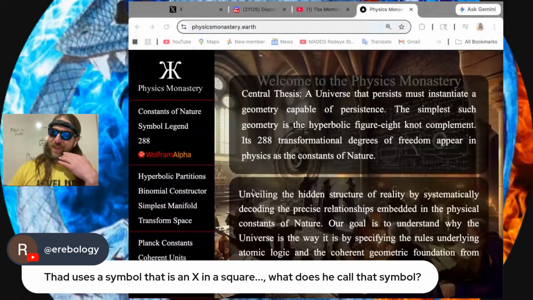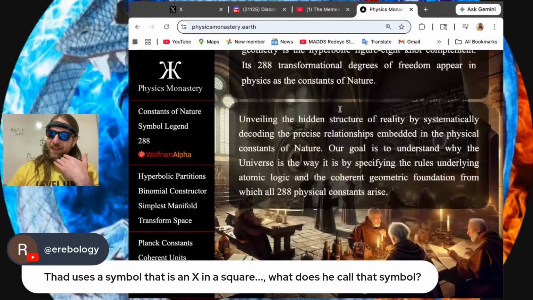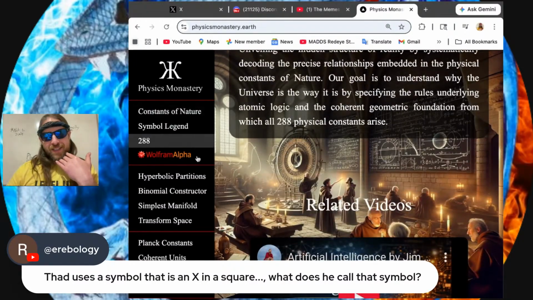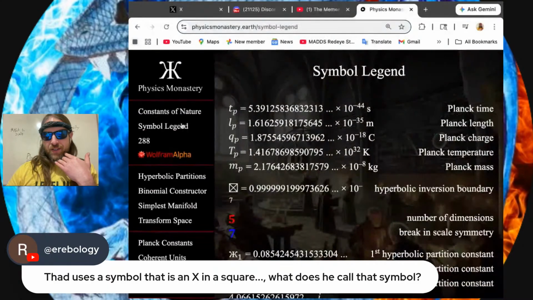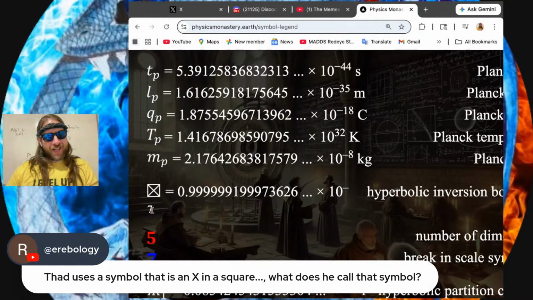It was like 0.99999999 times 10 to the minus 7. So it's really close. And to be fair, I think they had it originally defined as the magnetic constant or something, because it's technically Ampere's constant, stripping out the dimensions. Let's see. Hold on, symbol legend. Okay. So it's the hyperbolic inversion boundary. It's this little box. It just used to have the plus sign there.